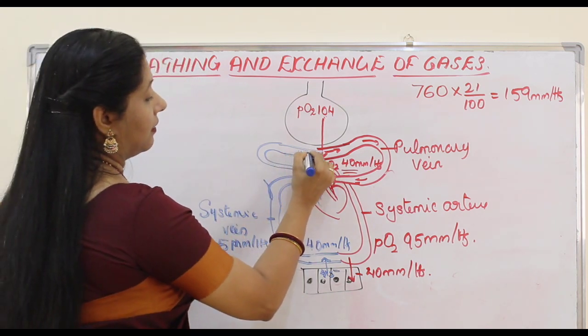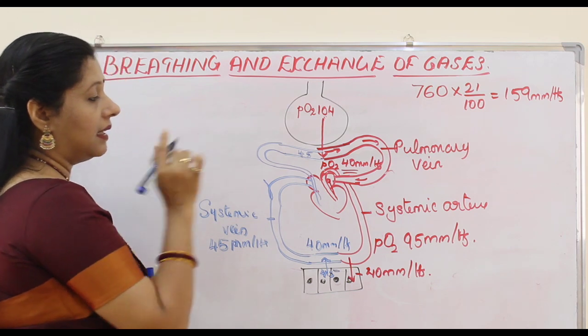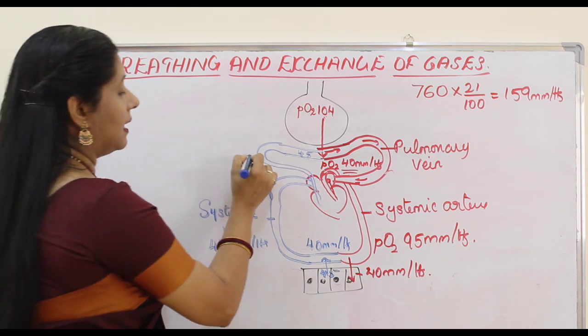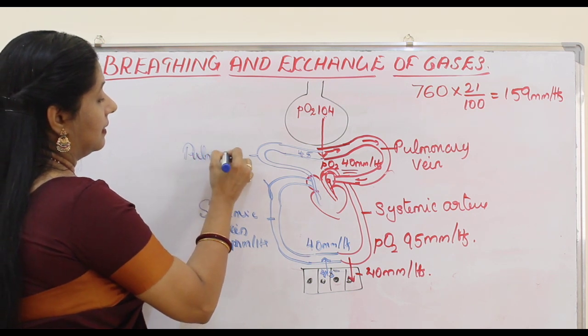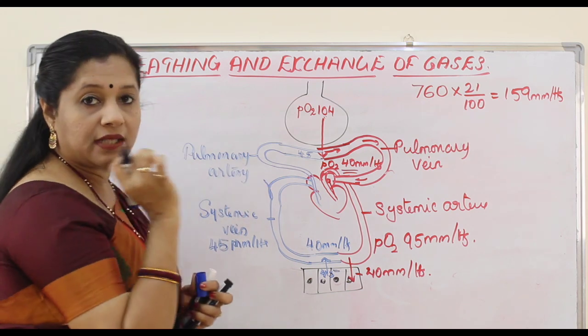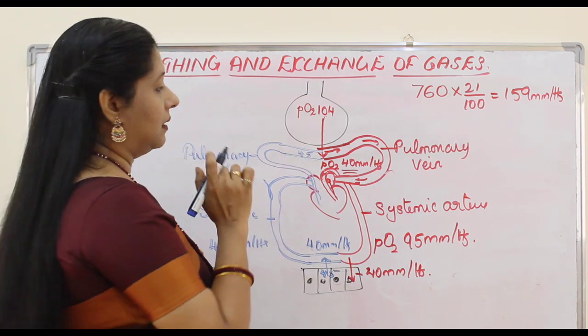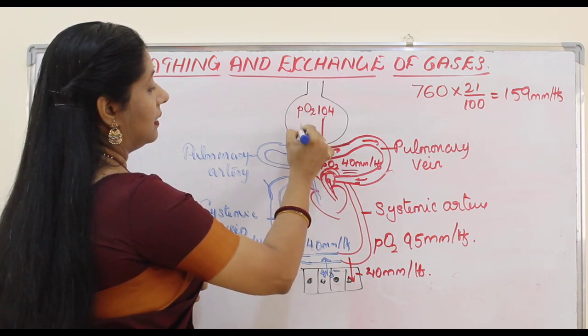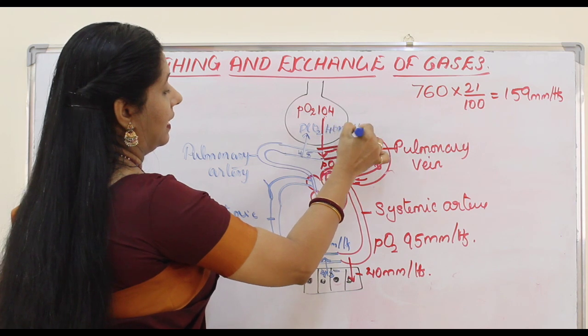Now here it is 45, the partial pressure of carbon dioxide in the systemic circulation. Here is the pulmonary artery, the only artery carrying deoxygenated blood. So the partial pressure of carbon dioxide is 45. Now it will diffuse here, where the partial pressure of carbon dioxide is 40 mm of Hg.